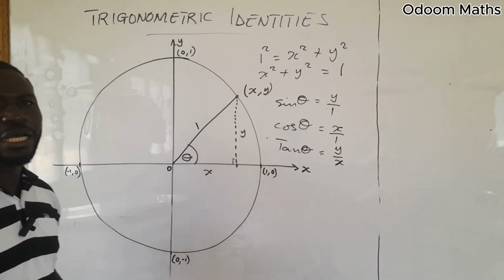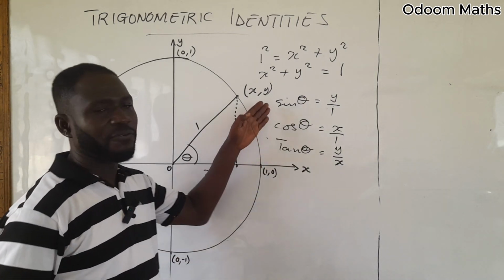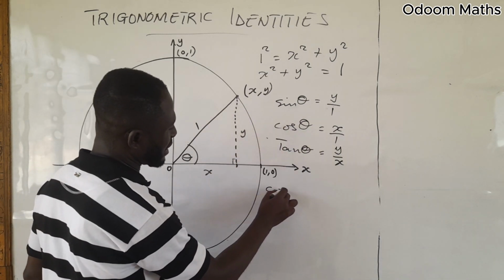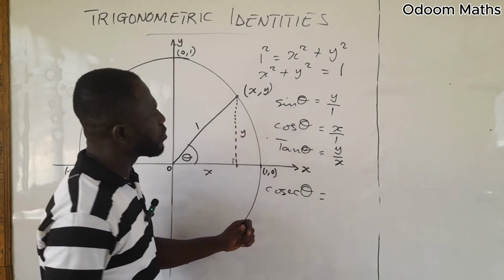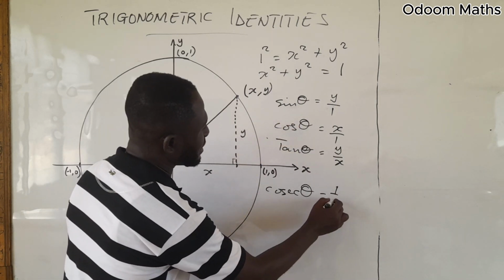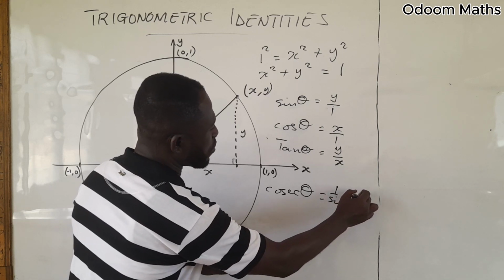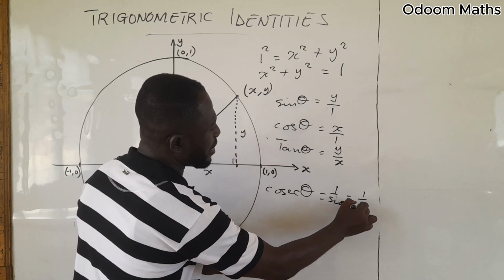Now let's look at the reciprocal identities of trigonometry. That is for the sine, cos, and then tan. For sine, it is cosec. So cosec theta is 1 over sine theta. We turn this upside down, and that is 1 over y.